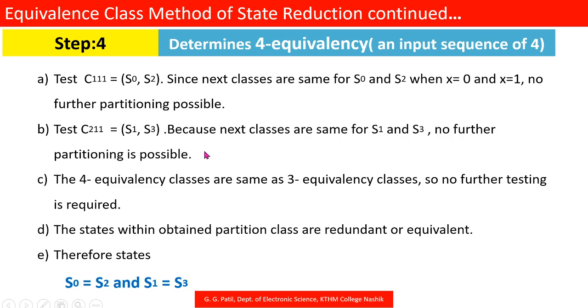So states within the same class are said to be equivalent. That is, C111 contains S0 and S2, which means these two states are equivalent states. That is, S0 is equivalent to S2, and C211 contains two states S1 and S3. So these two states are equivalent. In this way we can get the equivalent states using the equivalence class method.